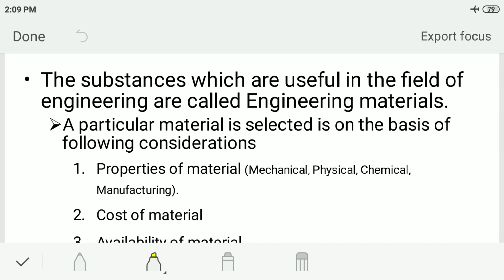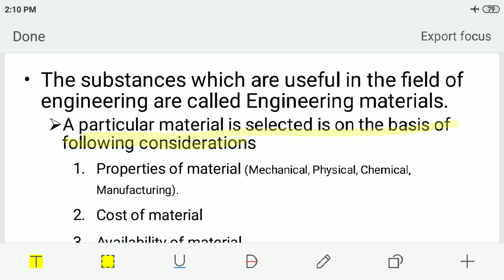A particular material is selected on the basis of the following considerations. That means whenever we need to select a material for a particular application, we should look at some parameters, or consider some factors before selecting any material. Let us see what factors we need to consider before selecting a material for a particular application.